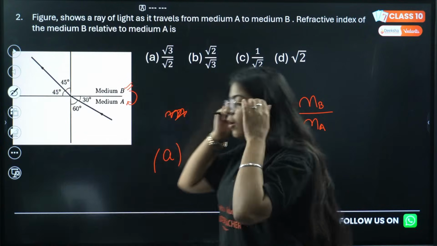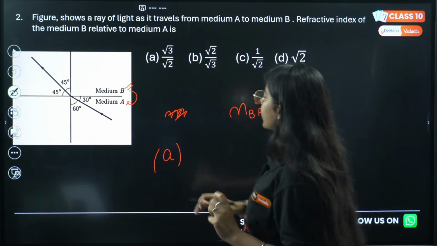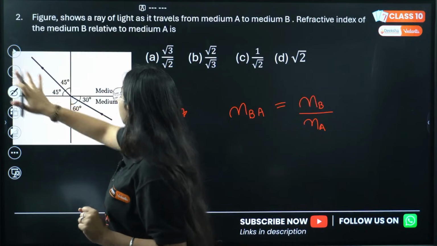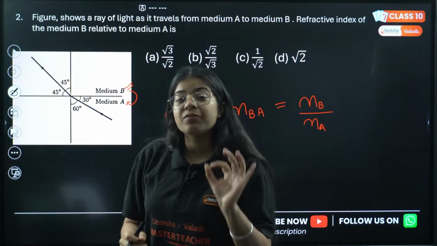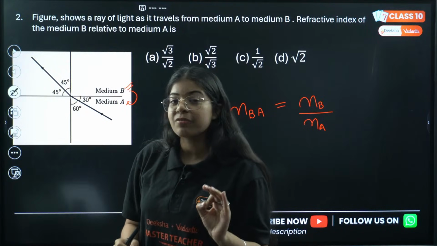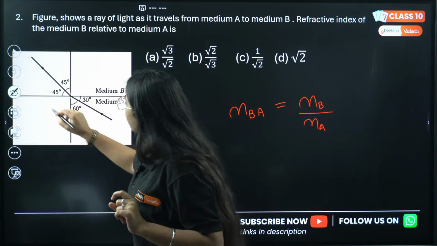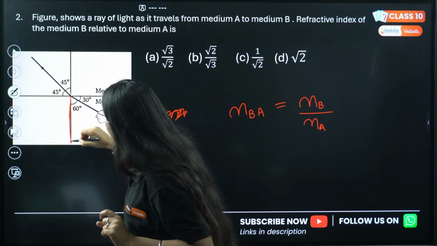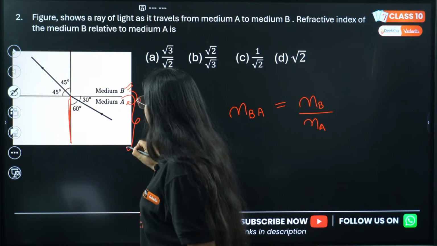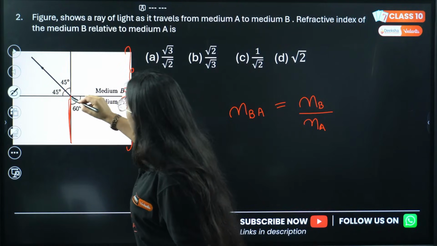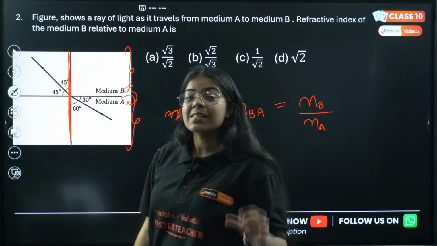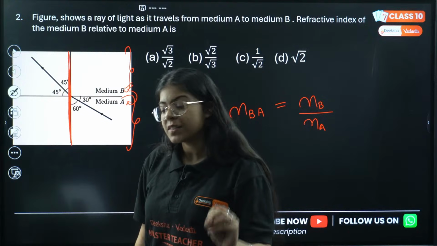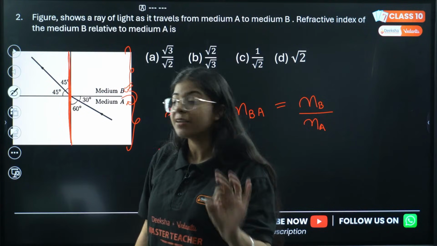Okay, let's see what can be the answer to this. Now they are saying it is going from medium A to medium B. Be very careful about one thing: this is my normal. Since this whole is medium A, this whole is medium B, this is the normal. So sine i, the angle of incidence, and the angle of refraction should be taken very carefully.